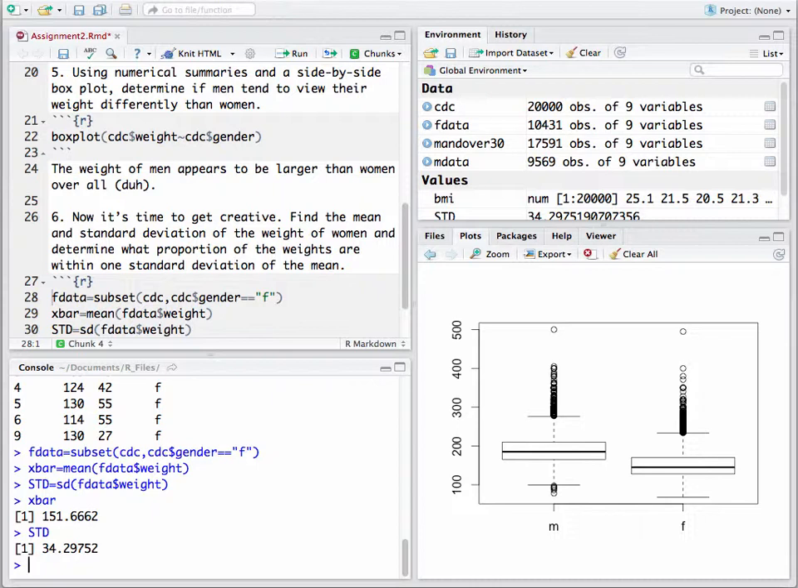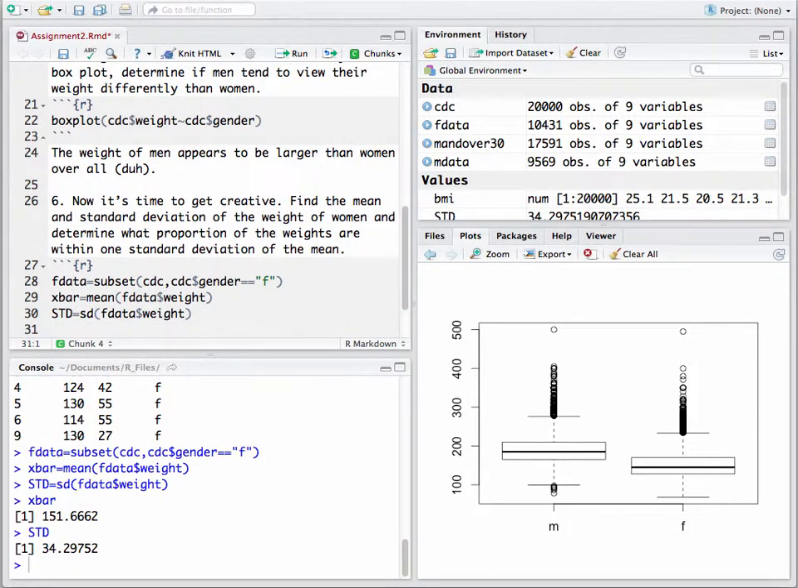Now, what do they want from us? Well, they want us to create a subset of this data set, F data, and they want it to be within one standard deviation either side of the mean. So how are we going to go about doing that? Well, we need to make a subset, right? But what do we make a subset of? Well, we need to make a subset of the female data.